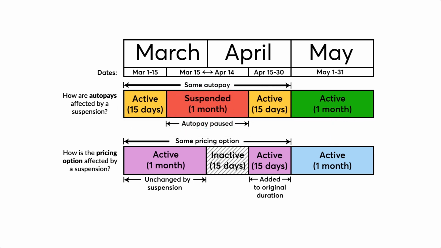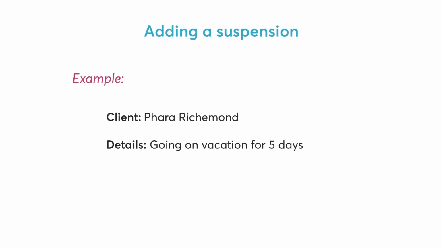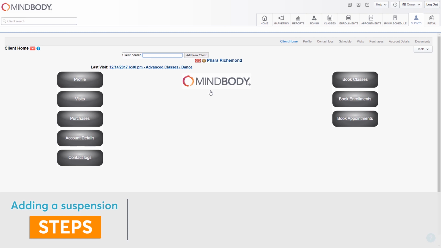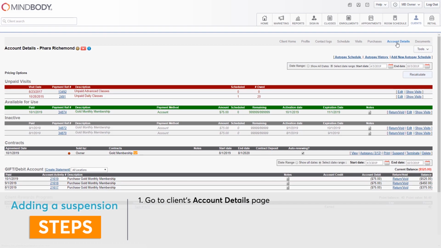Okay, I think we should walk through this with some clients. First, we need to add a suspension to our client named Farah, who is going to be on vacation for 5 days. So what we would do is we would go to Farah's client profile. We would navigate over to her account details where you would be able to see that contract on file.